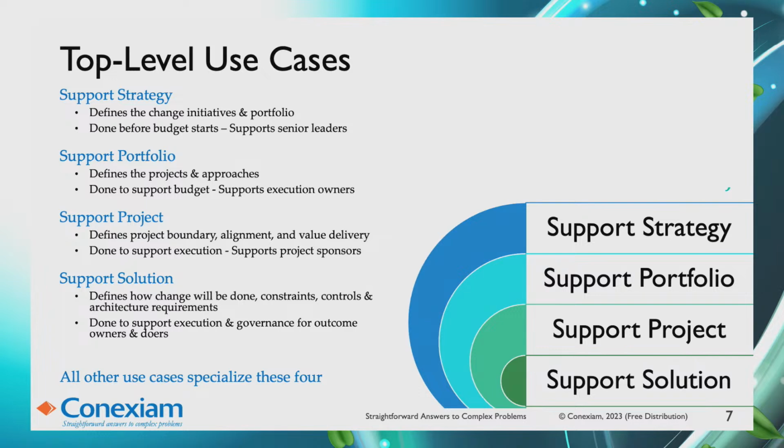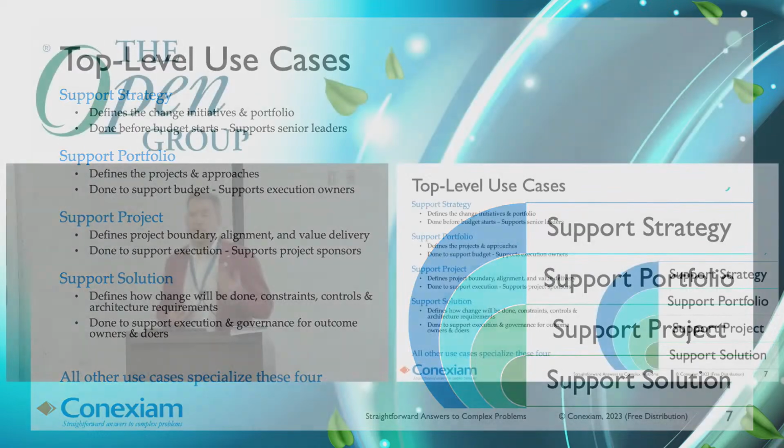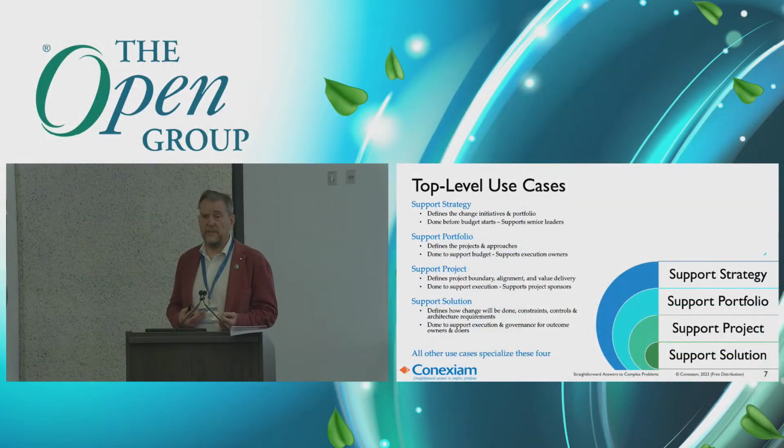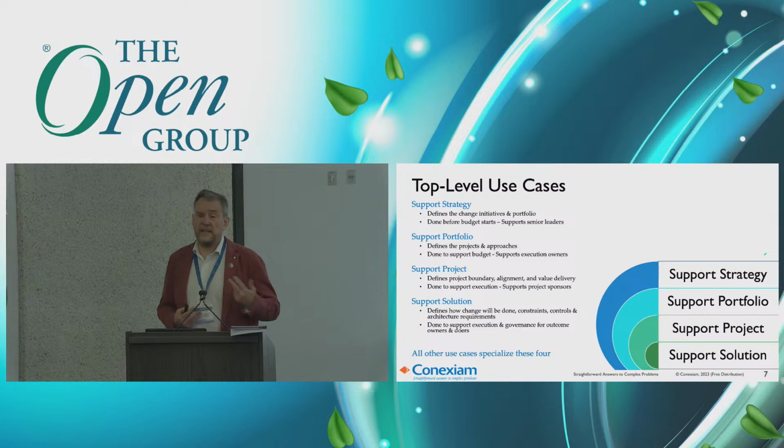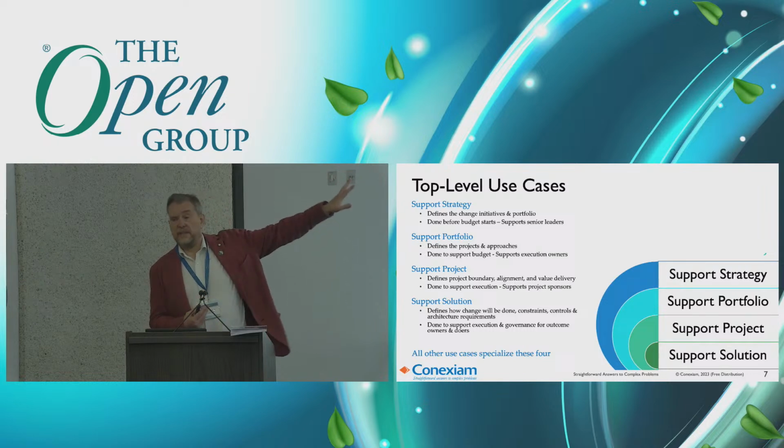Supporting project, boundary of the project, alignment. How does this project fit? What are the synergies in the project? What are the things that are in it? How do the constraints you're going to pass down to a solution? Last one, supporting solution. How's the change going to be done? There's a lot of other use cases for enterprise architecture. IT modernization, digital transformation. They're normally going to fit within one of these.